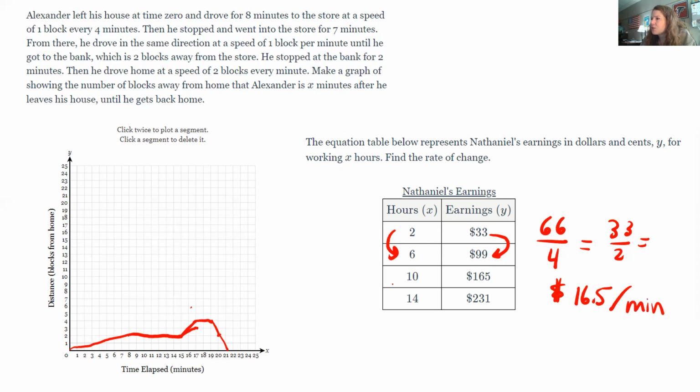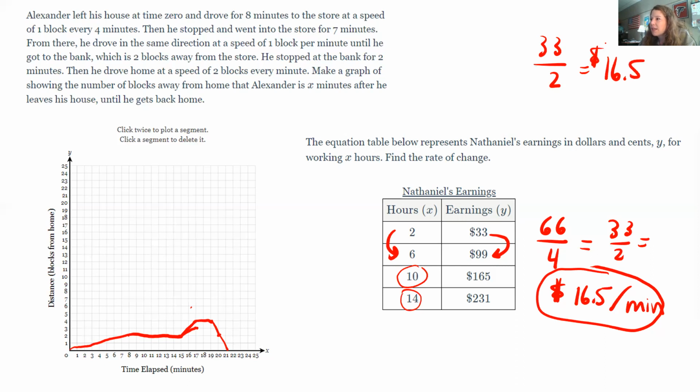All right, so make sure that's true. If he worked 10 hours, is 10 times 16.5 165? Yes. Is 14 times 16.5 231? Yes, it is. So that is our answer. If you know it's proportional, which we don't always know, all you have to do is divide the money by the hours, and that would get you your unit rate. But you can always do how I did it here, the change in Y over the change in X. You're going to get the same answer.